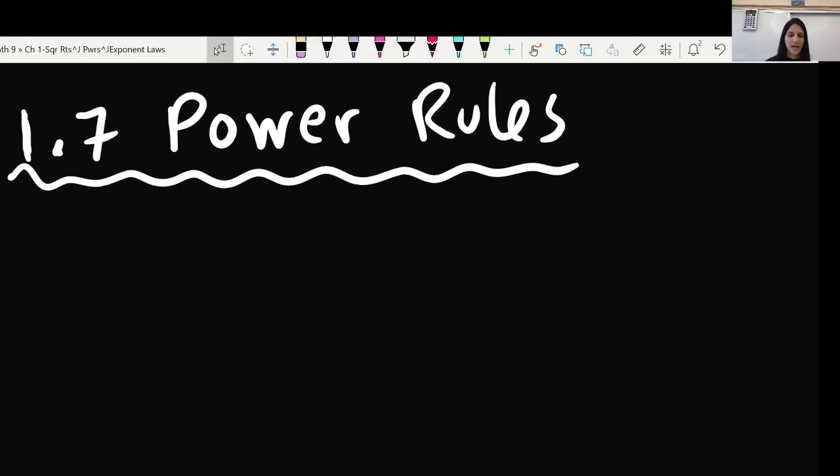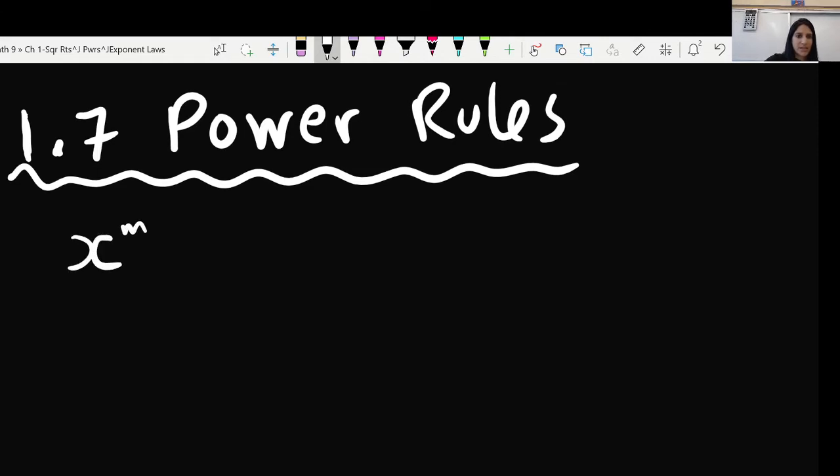Today we're doing the last section from chapter 1, which is on power rules. So I'm just going to run through a few examples. It'll be a short one because this is review from what you did last year. So we're going to start off first with something that's called the power rule. And that looks something like this.